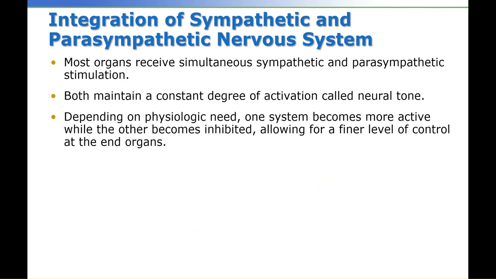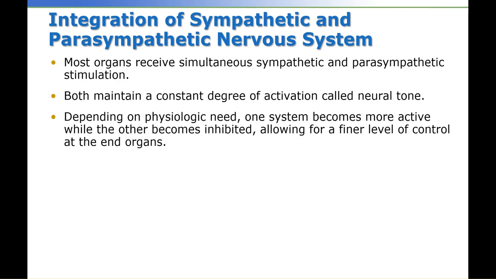Integration of the sympathetic and parasympathetic nervous systems. Most organs receive both sympathetic and parasympathetic stimulation. Both maintain a constant degree of activation called neural tone. Depending on physiological need, one system becomes more active while the other becomes inhibited, allowing for a finer level of control at the end organs. Now this here has to do with physiological need.